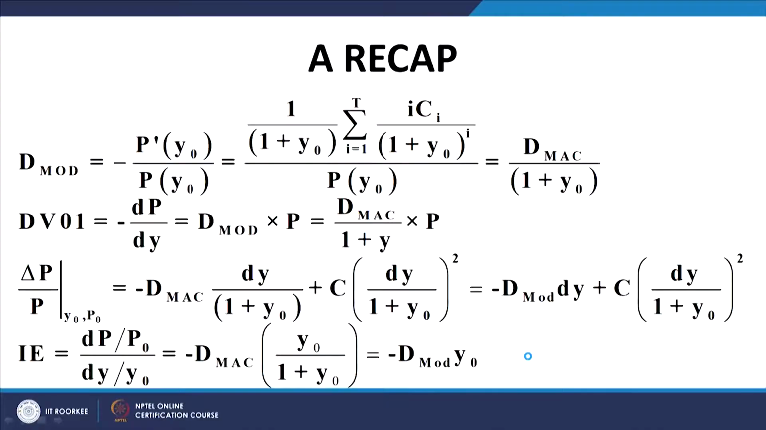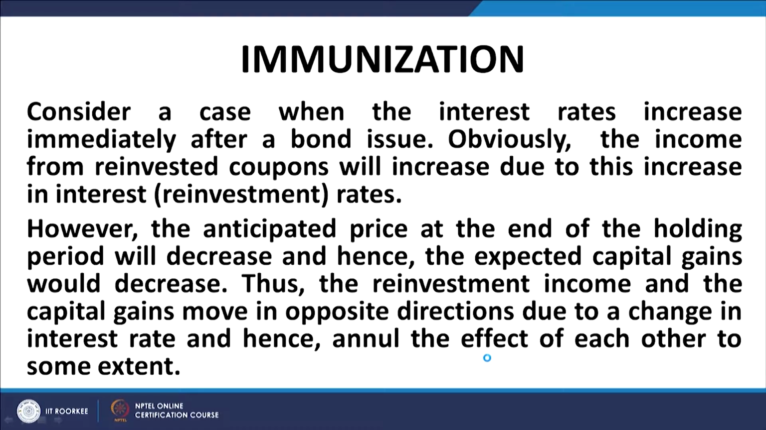So, a recap, this slide gives you the recap of various quantities that we have defined. We have defined D_mod as D_mac upon 1 plus y0, DV01 is the negative slope of the price yield curve, and we define the percentage change in price in terms of D_mac and convexity using the Taylor series expansions, and the interest rate elasticity also we have defined in terms of D_mac as D_mac into y0 upon 1 plus y0, which is also equal to minus D_mod into y0.